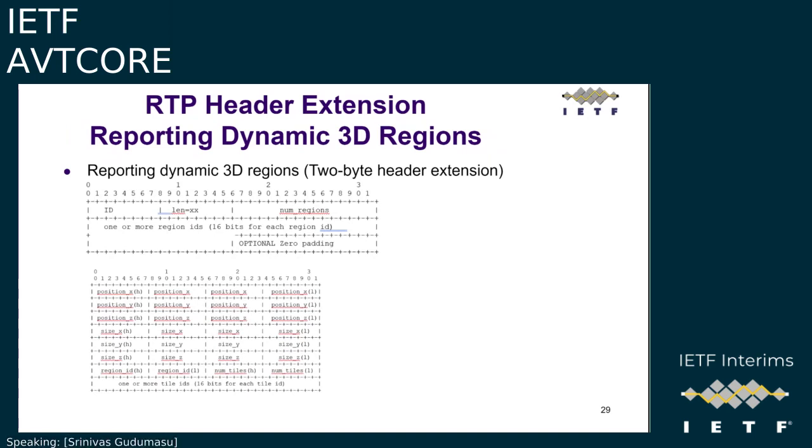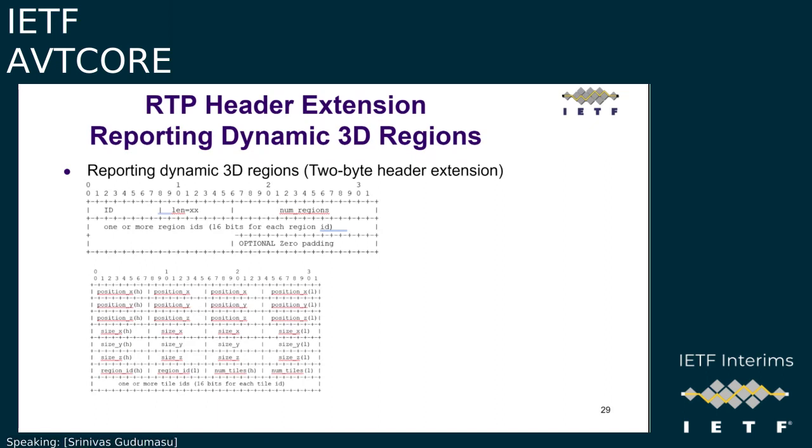In case of dynamic 3D region, it's more or less the same. It is just reconstructed at that point. So in case of dynamic 3D regions, basically the sender is updating all its 3D spatial regions, so it has to be informed to the client. So when the client requests based on the region or the viewport, it will know what the spatial regions are. That information can be transported using the RTP header extension.